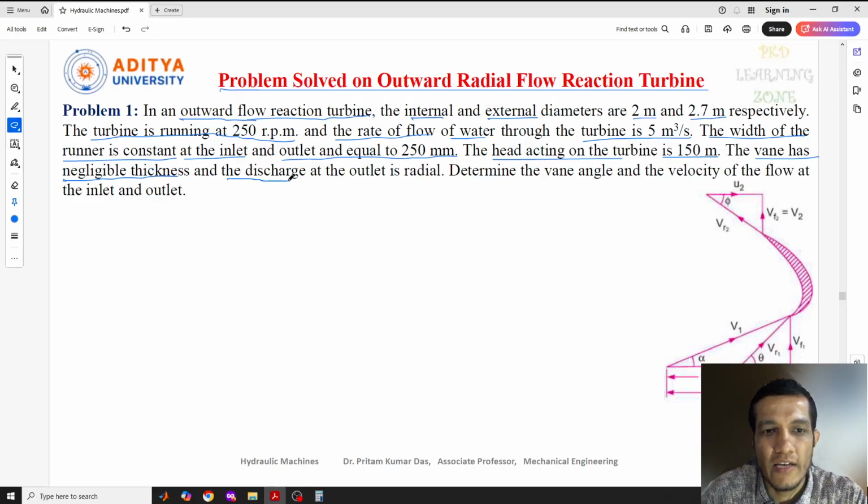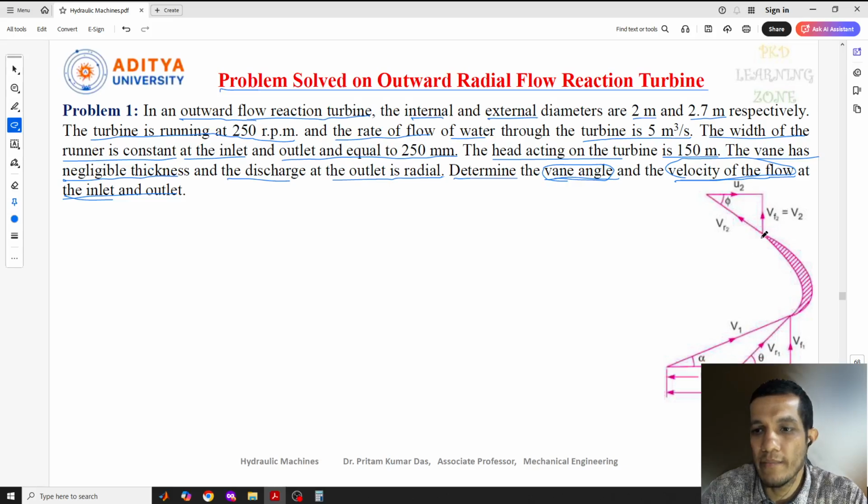And the discharge at the outlet is radial. Outlet condition discharge is radial. Determine the vane angle and the velocity of flow at inlet and outlet. Okay, both conditions we need to find out. The vane angle we need to find out, and along with this we need to find out the velocity of flow. So before going to solve this, first we need to draw the diagram for this actually.